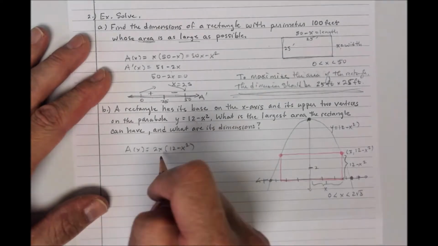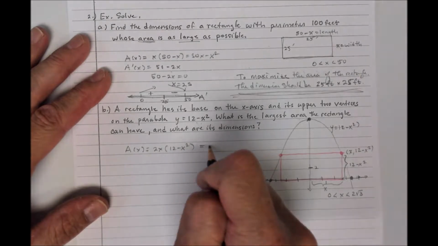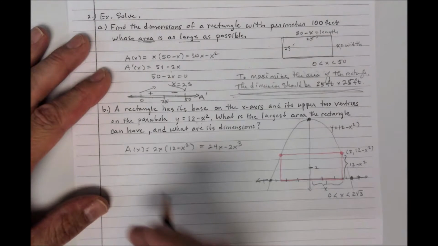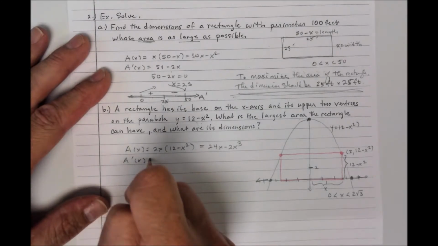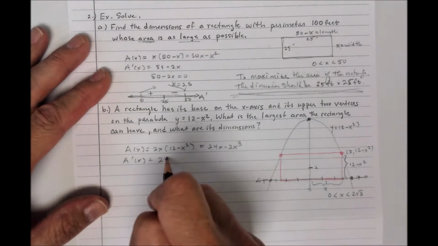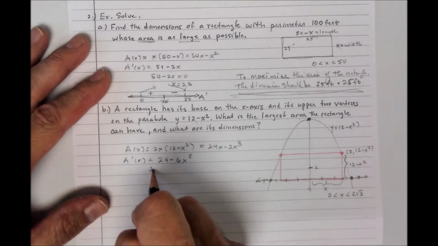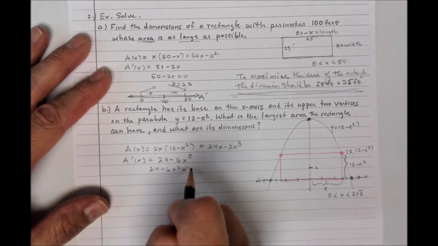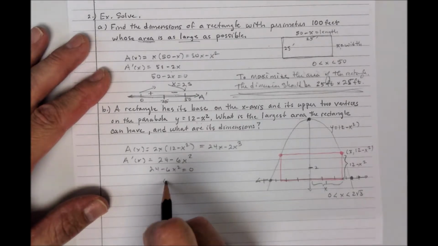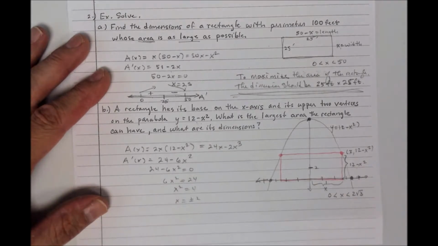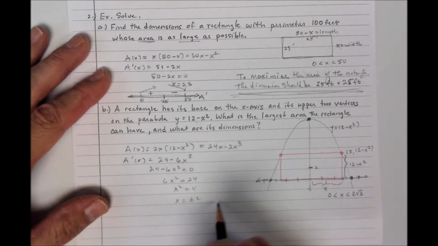I'm going to go ahead and multiply this out. This would be 24x minus 2x to the third. So I'm going to take the derivative. That would be 24 minus 6x squared. I'm going to set 24 minus 6x squared equal to 0. I'm going to get 6x squared is equal to 24, x squared is equal to 4, x equals plus or minus 2. Well, x can't be negative 2, so my only critical number here is x equals 2.